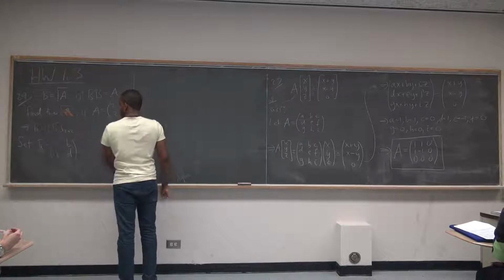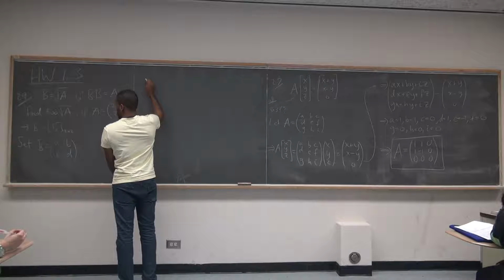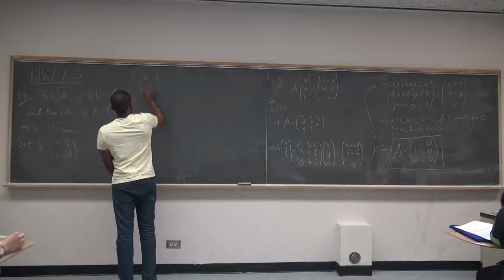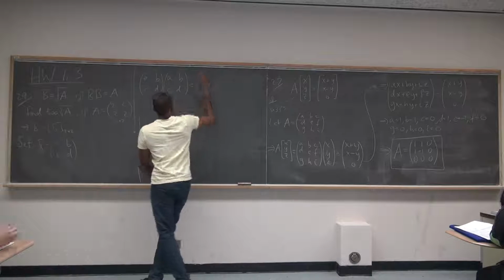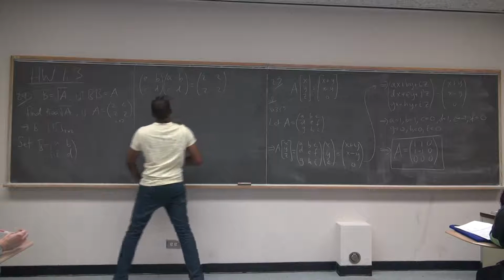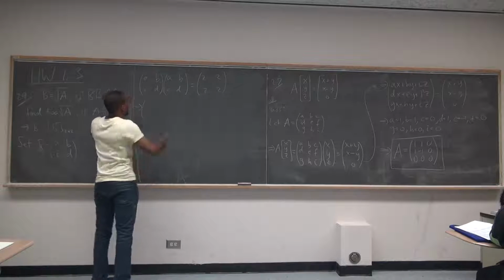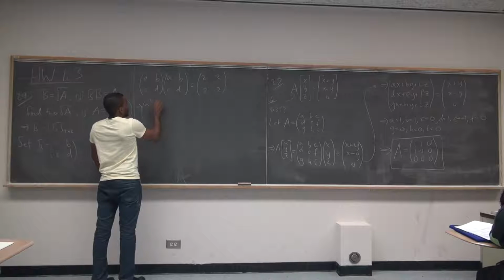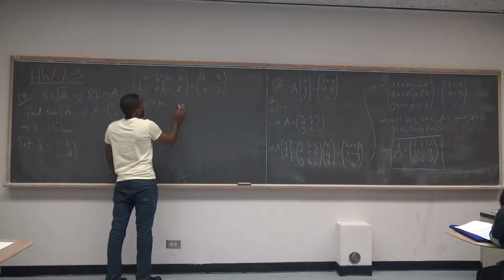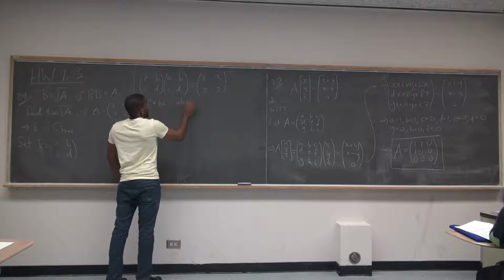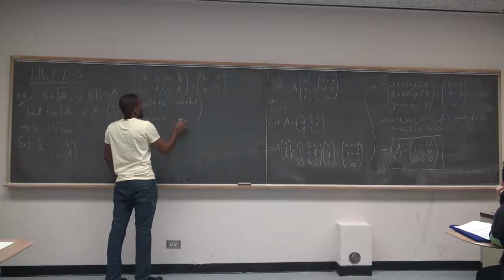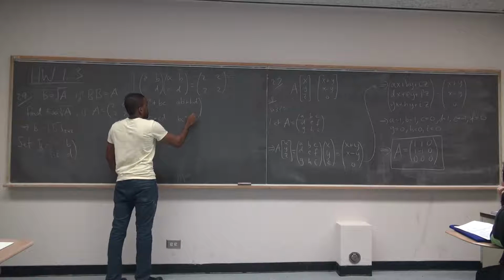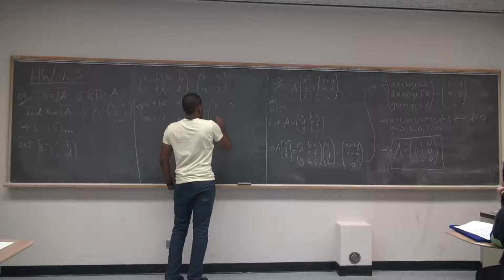Try to find at least 2, right? So A, B, C, D times A, B, C, D must be equal to 2, 2, 2, 2. This means, multiply this, what do I get over here? A squared plus BC, AB plus BD, AC plus CD, BC plus D squared. 2, 2, 2, 2.